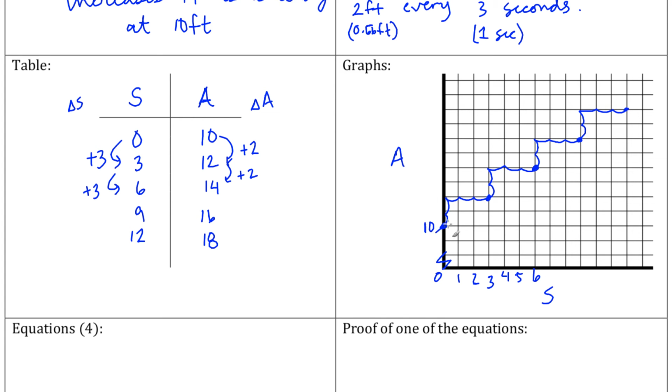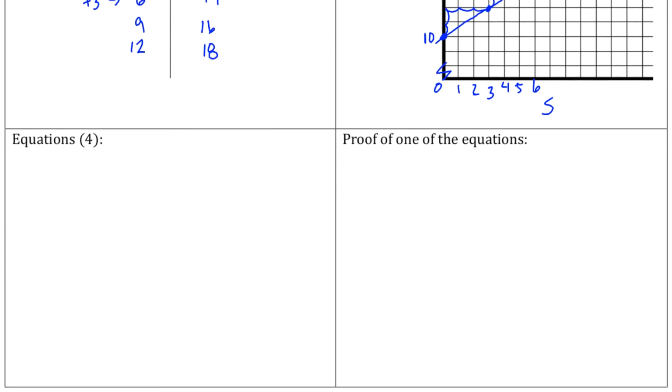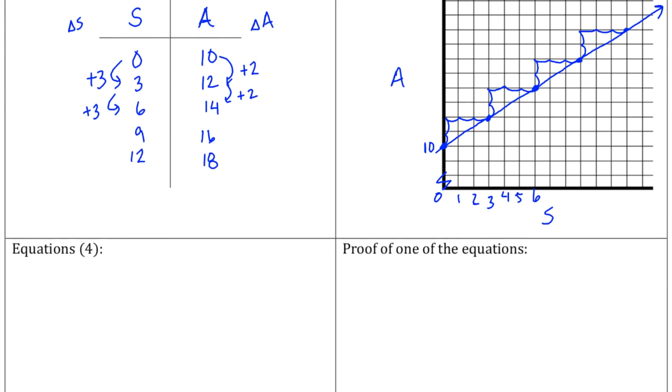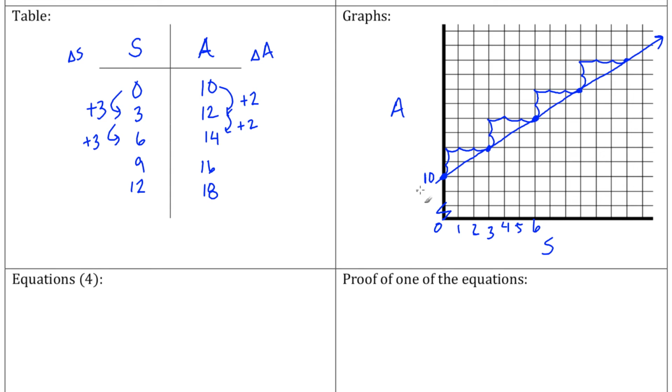So I'm going to draw my line. And there we go. So our equations, well, let's back up a little bit just to make sure. So the altitude started at 10, and it increased 2 every 3 seconds. You could have also done that by just graphing the points, 0, 10, 3, 12, 6, 14, 9, 16, 12, 18. It's whichever way that you prefer.